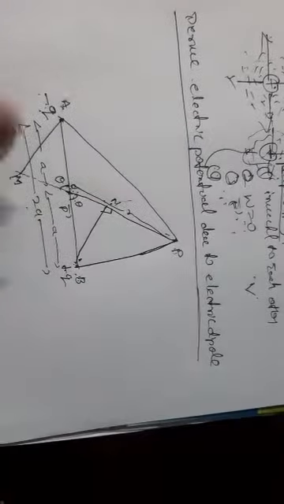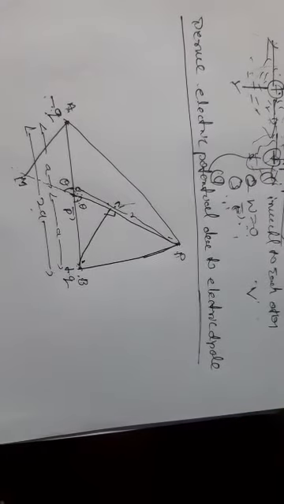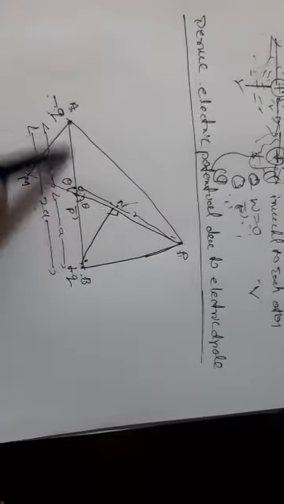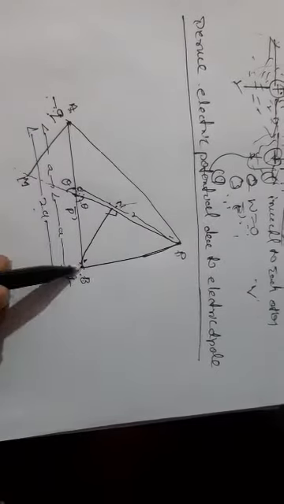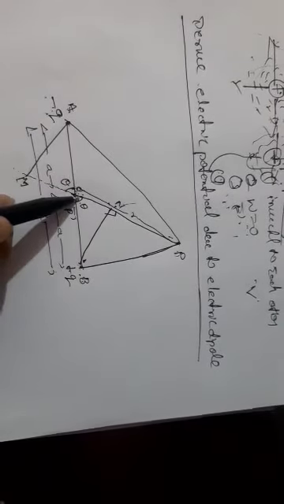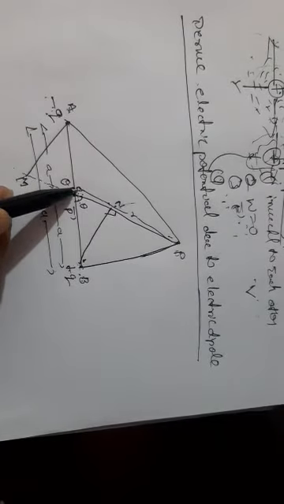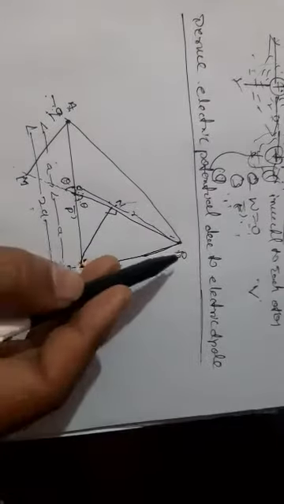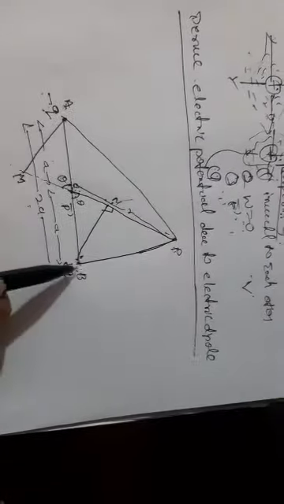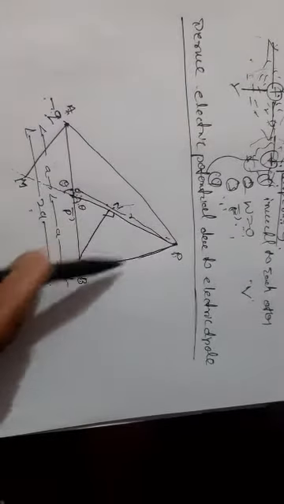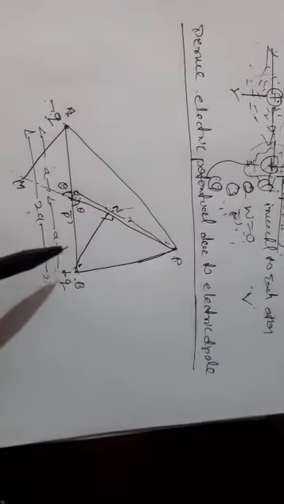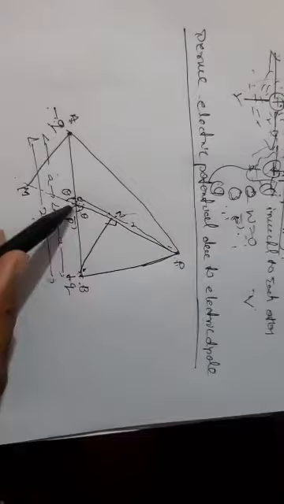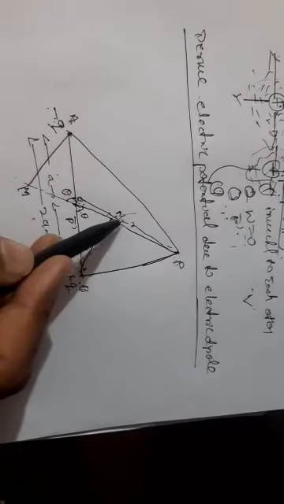That is the explanation part of the electric potential due to the electric dipole. First, draw the dipole system. The distance between the charges is 2a, and O is the midpoint. Theta is the angle in the opposite triangles. Draw the line PO, perpendicular to AB. The line BN is perpendicular to PO. The distance of PO is small r.